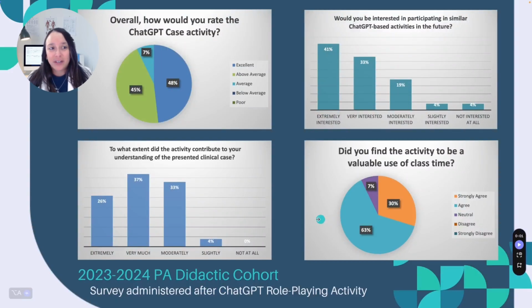As I mentioned earlier, I did collect some data on the in-class activity I did with the role-playing scenarios with ChatGPT, and here's just some baseline statistics from it. So overall, the majority of the students would rate the activity as excellent or above average. Only 7% said average, and none of the students called it below average or poor, which I thought was really effective. It was nice to see that.